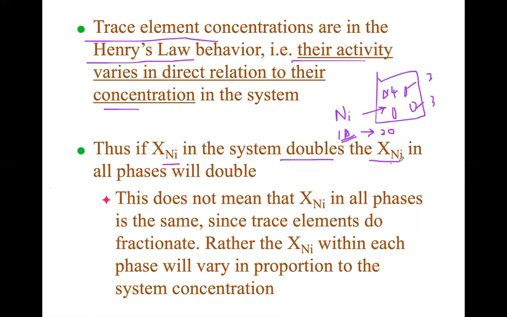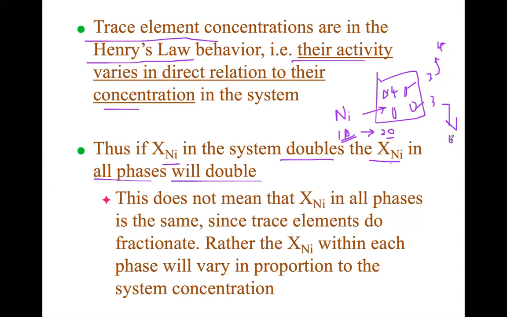The nickel composition in each phase should also double. Otherwise, it is not directly proportional, right? So for the system, if it becomes double, for each phase also it should be double. It doesn't mean that for each phase you will have 20, right? For the system it is 20, it is doubled already. So for each phase you must have doubled the composition. These 2 must be 4, these 3 must be 6, okay, like that.